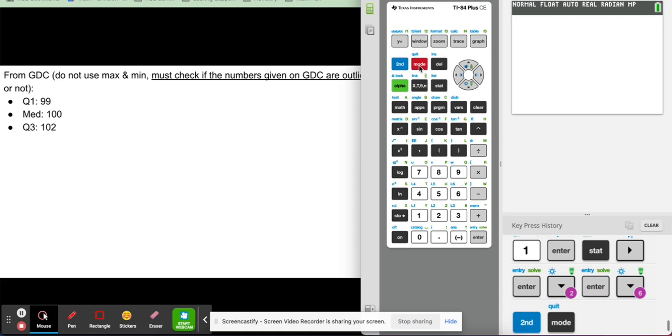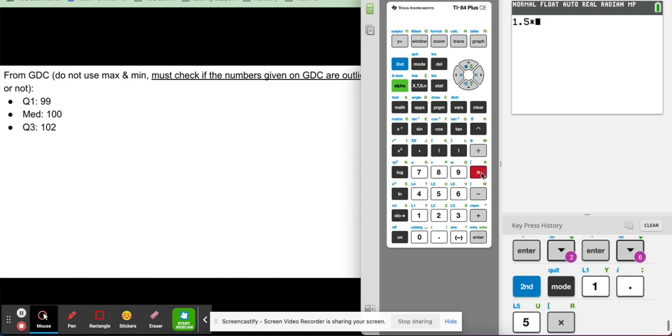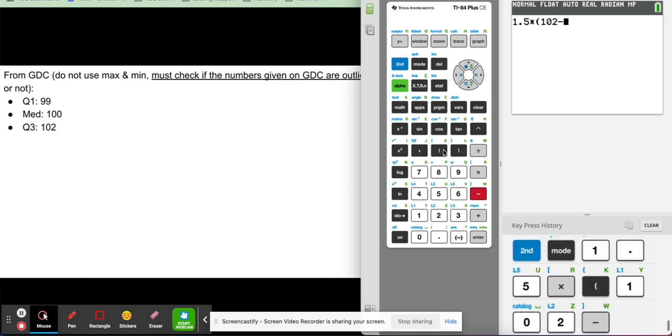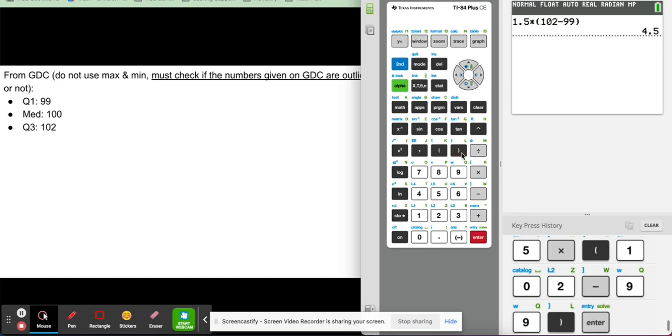Now, our outlier boundary is going to be 1.5 times the interquartile range. The interquartile range is 102 minus 99. So I'm going to go ahead and do this calculation. I get the number 4.5. This is the maximum number I can be away from Q1 and from Q3. So let me think about what's the maximum number I can be away from Q1 to start with. I'm going to take the Q1 value and subtract the 4.5.